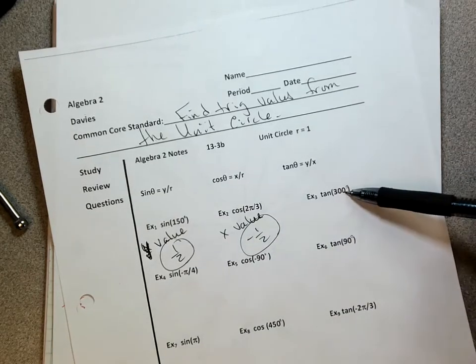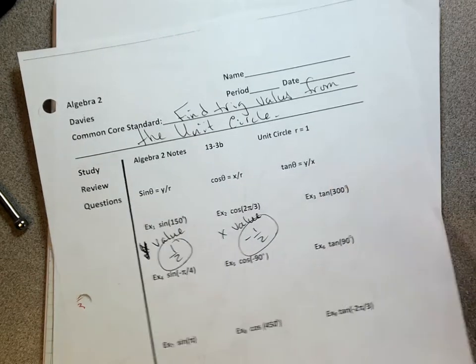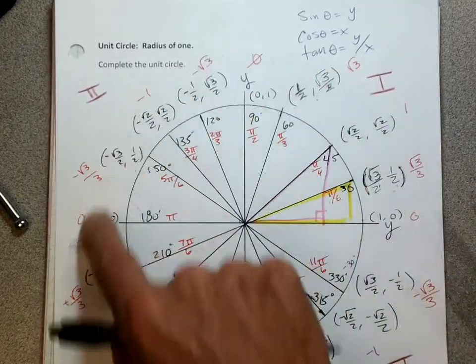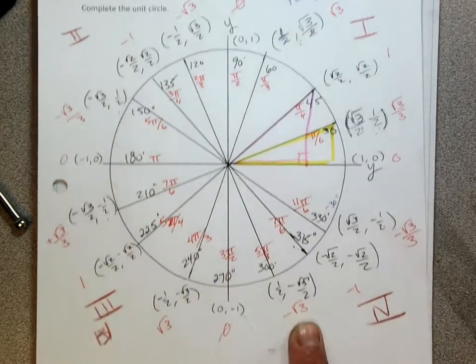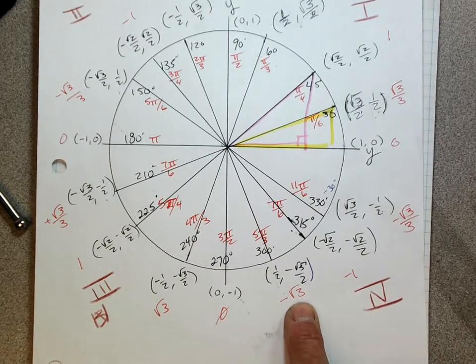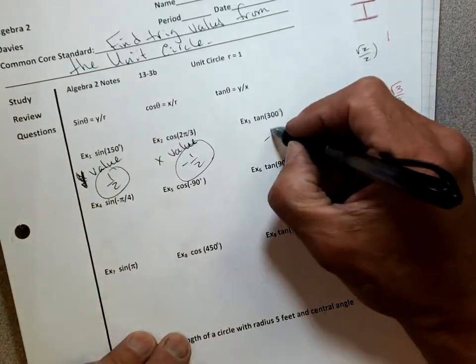Okay. Tangent 300. Now, tangent's the y over the x, but luckily for us, we put our tangent values on the circle. 300 degrees. The tangent value is negative square root of 3. So two things. One, you'll never get this answer on your calculator because it's a square root answer. And two, I can do it faster. Negative square root of 3.